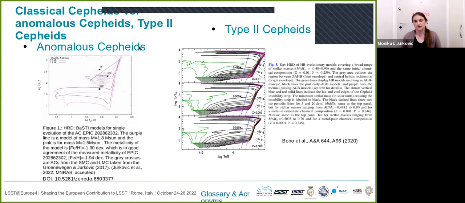The anomalous Cepheids are actually stars that are somewhere a little bit higher in mass than the sun, and they also cross the instability strip, while the type 2 Cepheids cross the instability strip as they leave the horizontal branch, and they can do that in different ways, and this is how we separate them by their periods. So there are three different type 2 Cepheids separated by their periods.